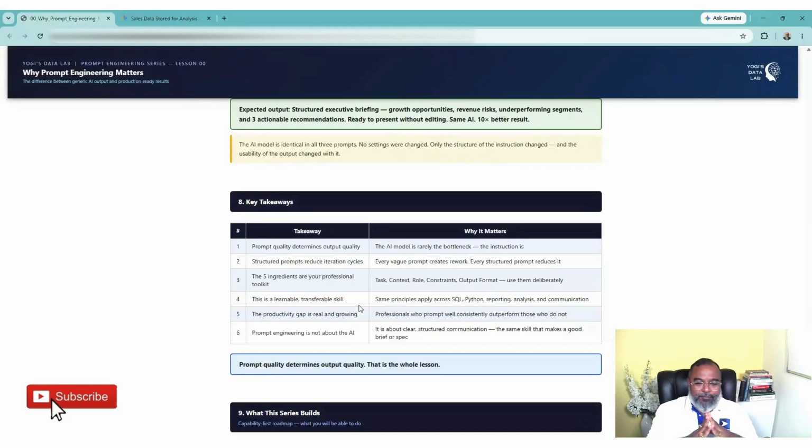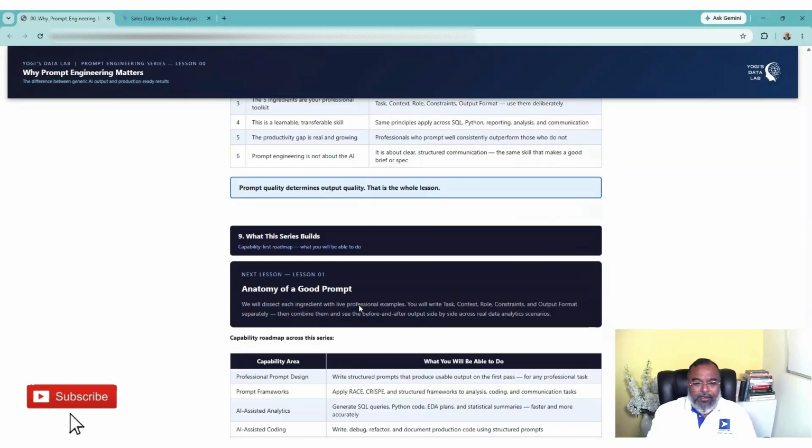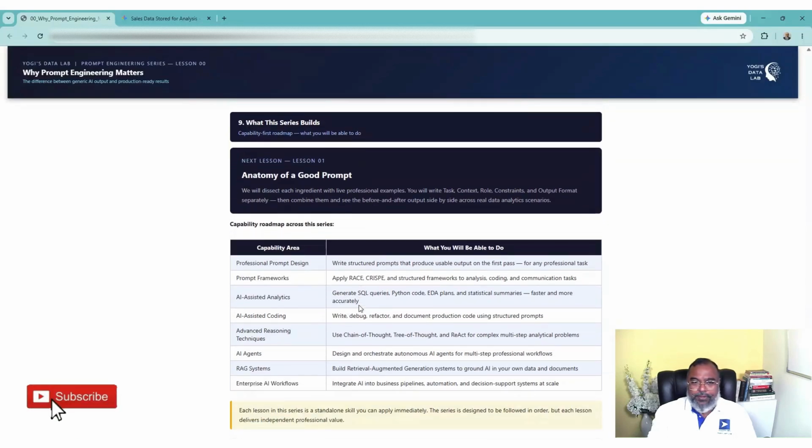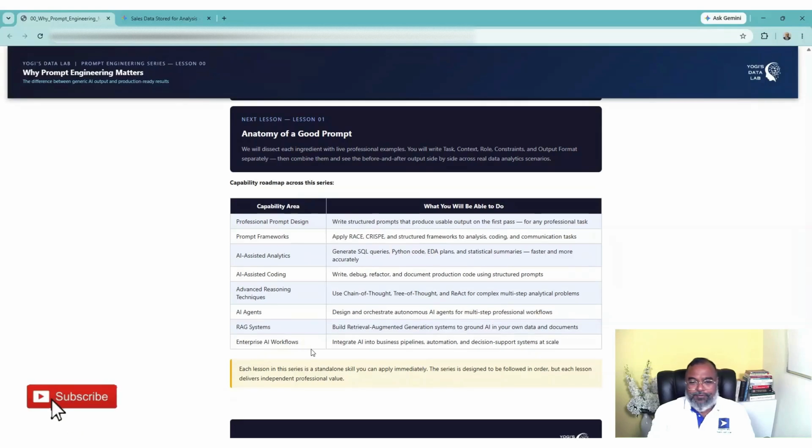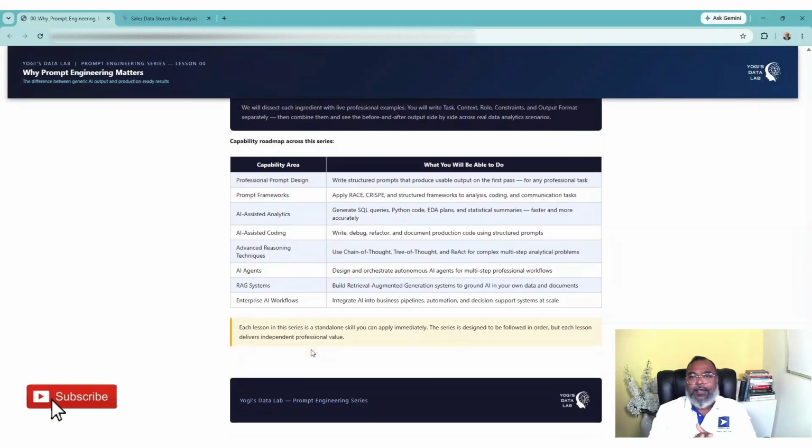Okay. Now, this is just an initial icebreaker for prompt engineering. We would be covering a lot of things going ahead, where we would be talking about structured prompts, what is a professional prompt design and the structures we should be using, what are the prompt frameworks. Then we'll try to discuss certain videos on AI assisted analytics, AI assisted coding, advanced reasoning techniques, AI agents, RAG systems, and enterprise AI workflows. So keep following and keep watching.